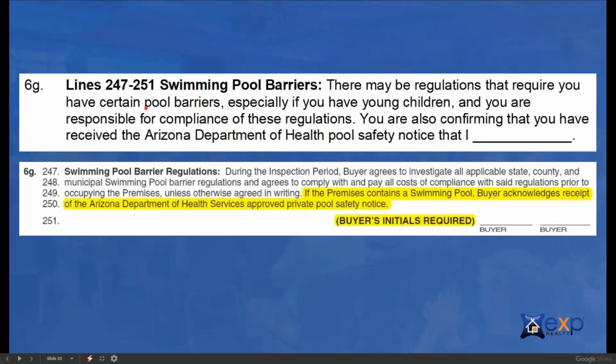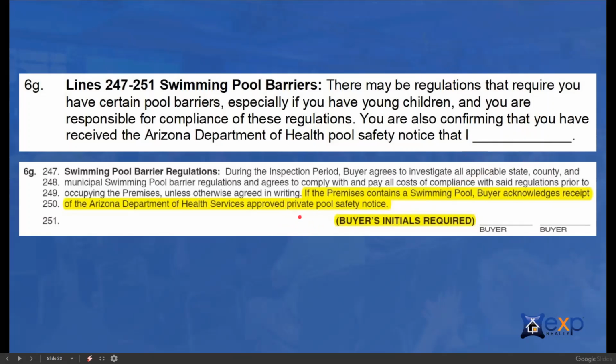Okay, 6G, swimming pool barriers. Oh, I've got this one backwards, my apologies. Here's the contract language down here. There's my explanation. There may be regulations that require you to have certain pool barriers, especially if you have young children, and you are responsible for compliance with these regulations. You are also confirming that you have received the Arizona Department of Pool Safety Notice that I fill in here, that I'm going to hand you, that I provided you previously, or that I will give you a link to, whatever the circumstance is.